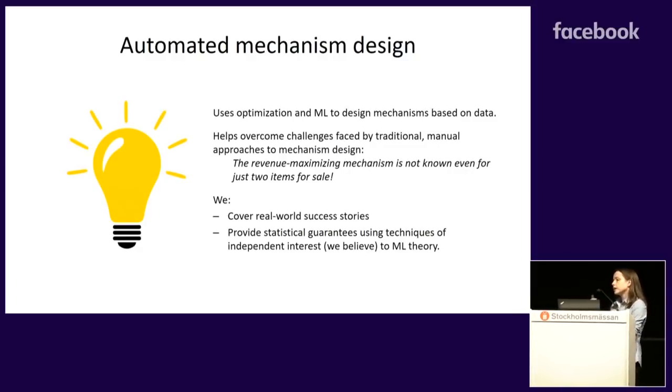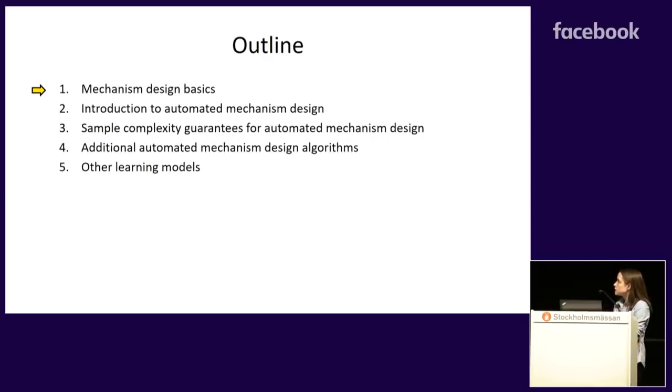So in this tutorial, we're going to cover real-world success stories, and we're also going to cover some statistical guarantees, which we believe use tools that should be of independent interest to machine learning theory more generally. Okay, so now I'm going to start off with some mechanism design basics just to make sure everybody is on the same page and everybody's up to speed.